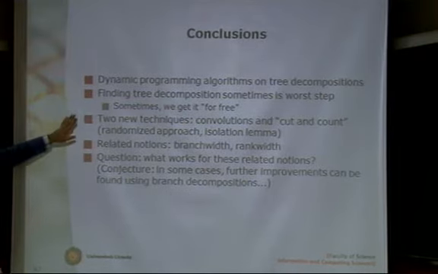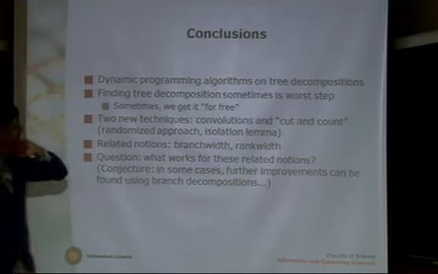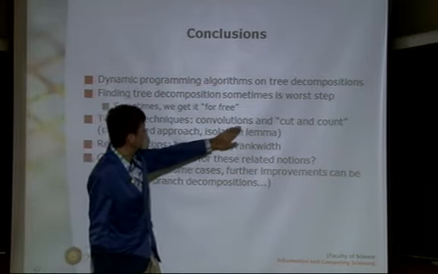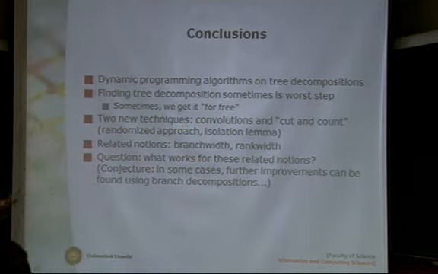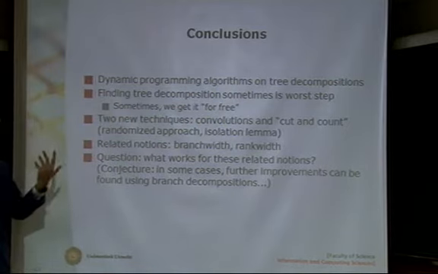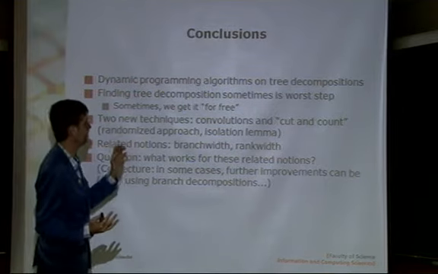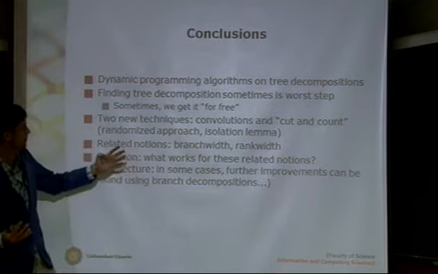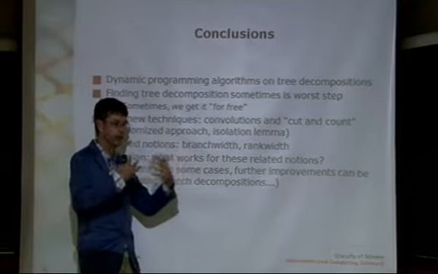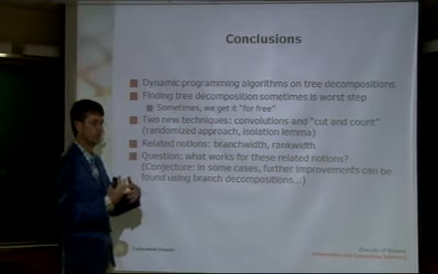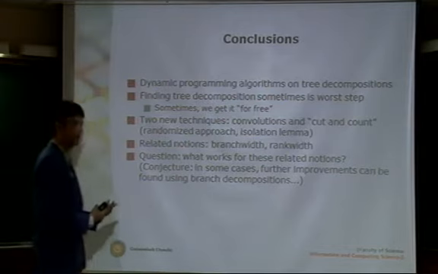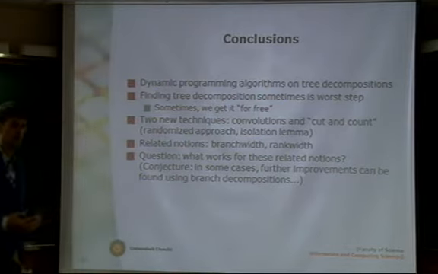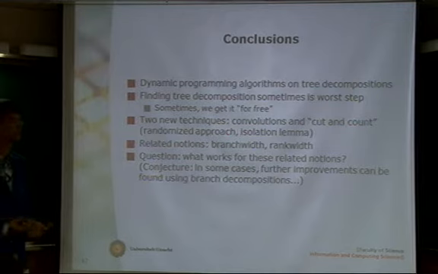So I showed you two new techniques. One is this idea of using convolutions and changing the representation of your partial solutions to another one, such that you can do the join faster. The other is the cut and count technique, which uses this randomized approach, the isolation lemma, and makes sure that everything you count more than you want to, you count an even number of times, so they all cancel each other in that way.